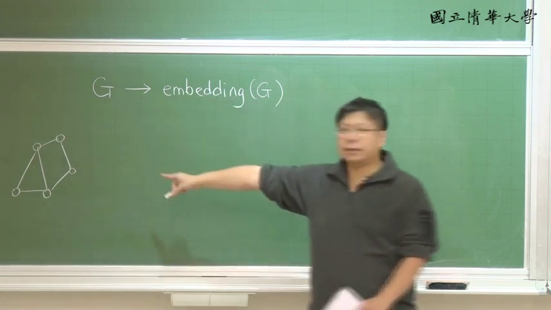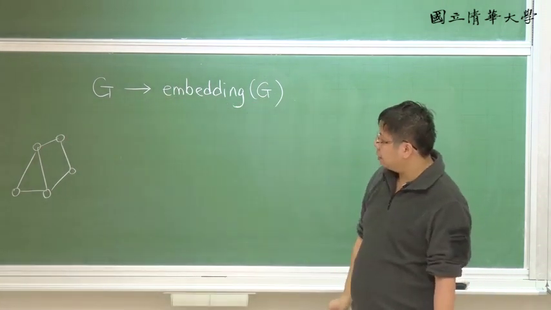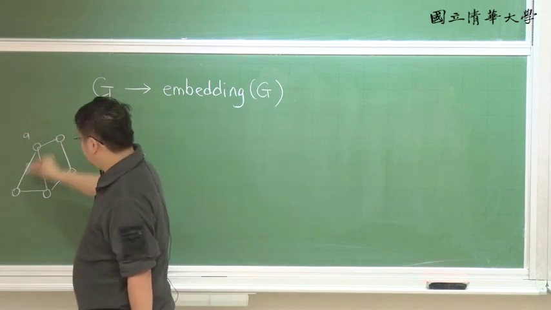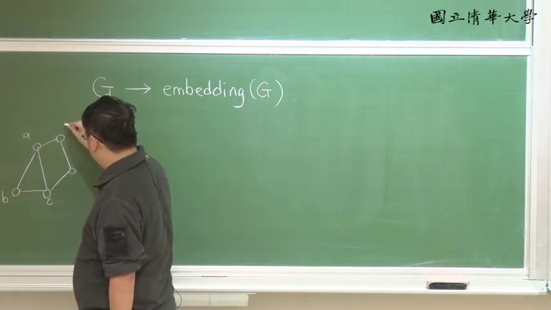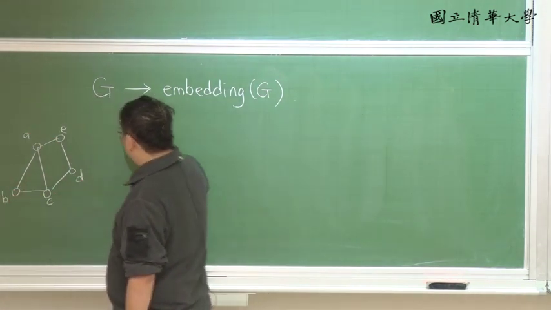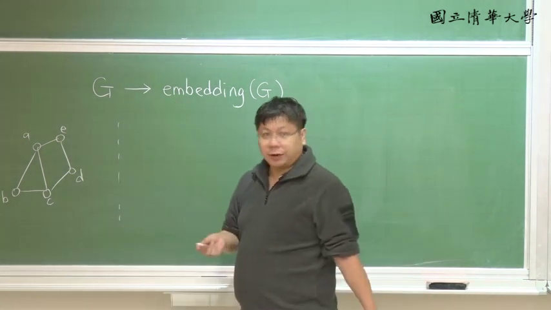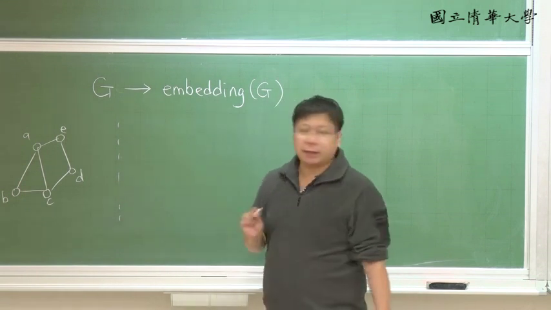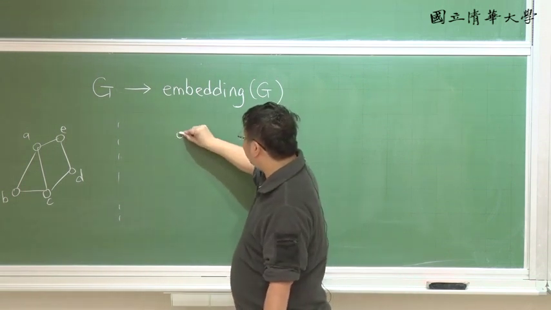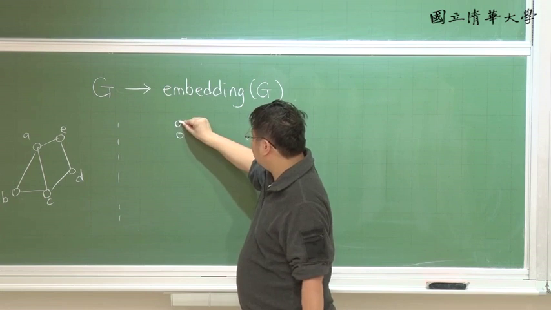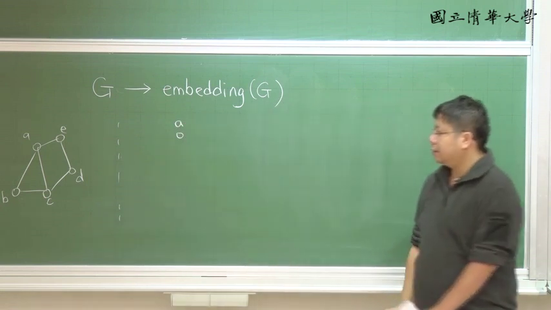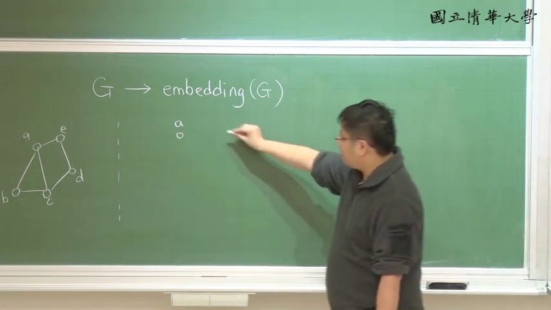Okay, and this is a planar embedding. So what we are going to do is start with a single vertex, because we want to make everything connected in the process. So we start with any single vertex, let's say A. Okay, so we get a single vertex A, and then what?